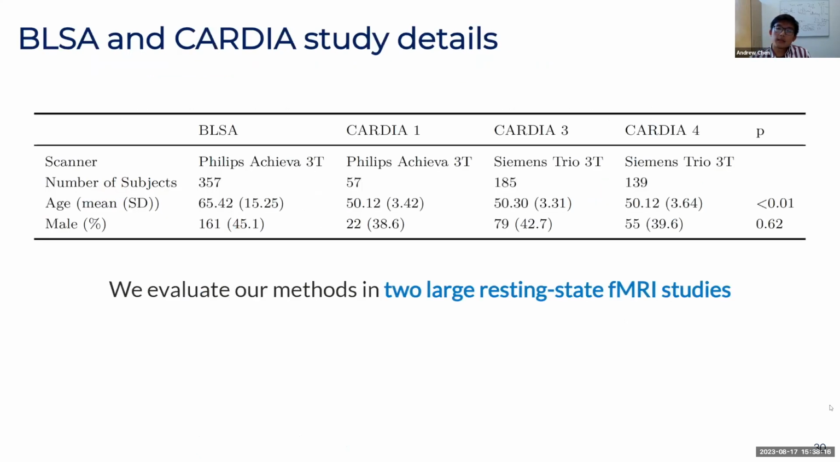And so we applied these methods and compared them in a sample that consists of 2 different studies. One is the BLSA, the Baltimore Longitudinal Study of Aging, and the other is CARDIA, which involves a younger adult population. And so you'll see here that there are 2 different manufacturers of scanners at 4 different locations. And in particular, you'll also notice that since these studies have different designs, there's a difference in the age ranges acquired across these samples. But we're mainly looking at this in the context of 4 different scanners, and we're evaluating our methods in these 2 large resting state fMRI studies.